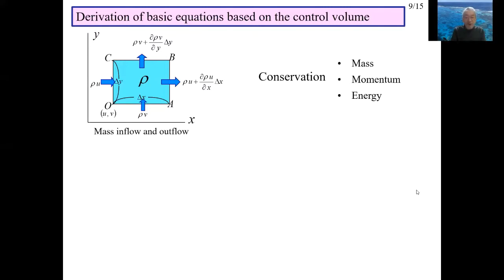When the inflow from the OC surface is rho u, the outflow from the AB surface is rho u plus ∂(rho u)/∂x times delta x. Similarly, when the fluid rho v enters from the OA surface and exits from the BC surface, the outflow from the BC surface is rho v plus ∂(rho v)/∂y times delta x. When considering the inflow and the outflow of mass, it is only necessary to consider from which direction the flow goes into and out of the control volume, because the density is a scalar.